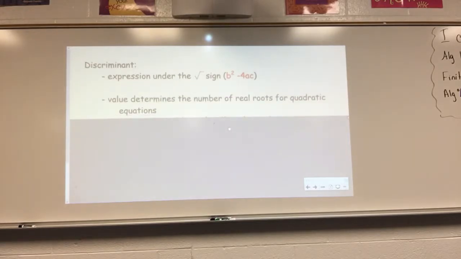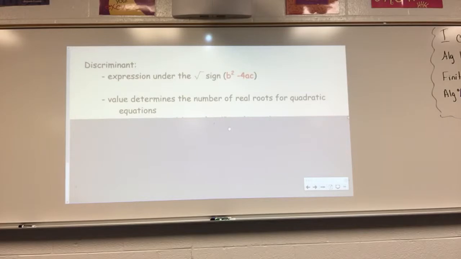It's going to tell us how many roots we have. Doesn't tell us what they are. It'll give us a value to determine how many we have. So make sure you're very clear. This number that you're going to find today, b squared minus 4ac, is a value that determines the number of roots.